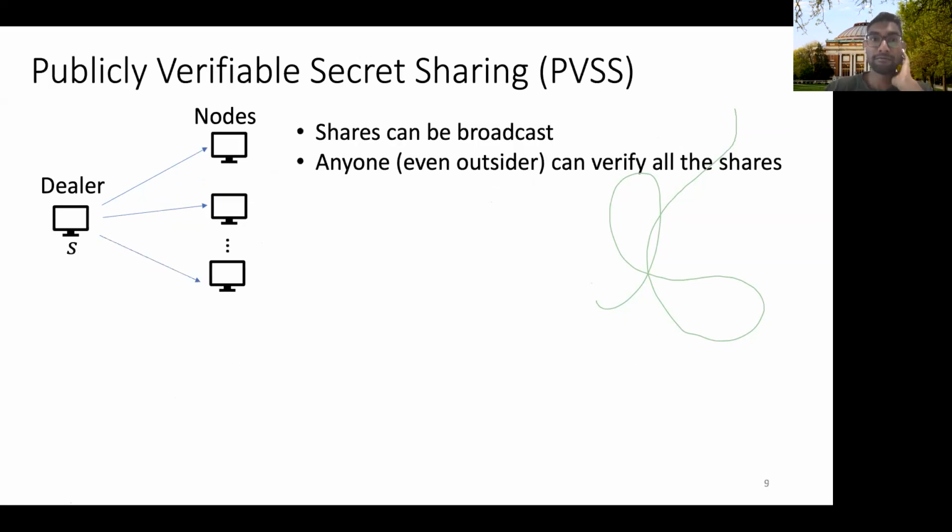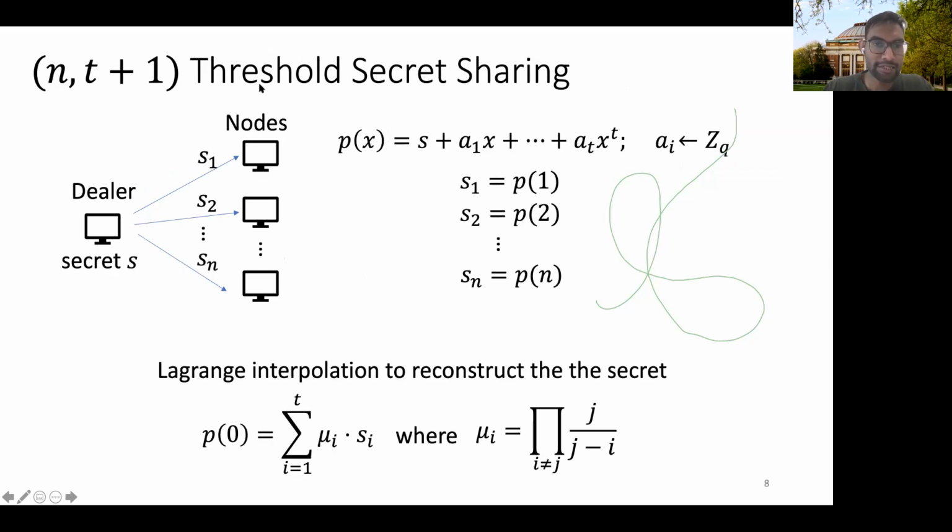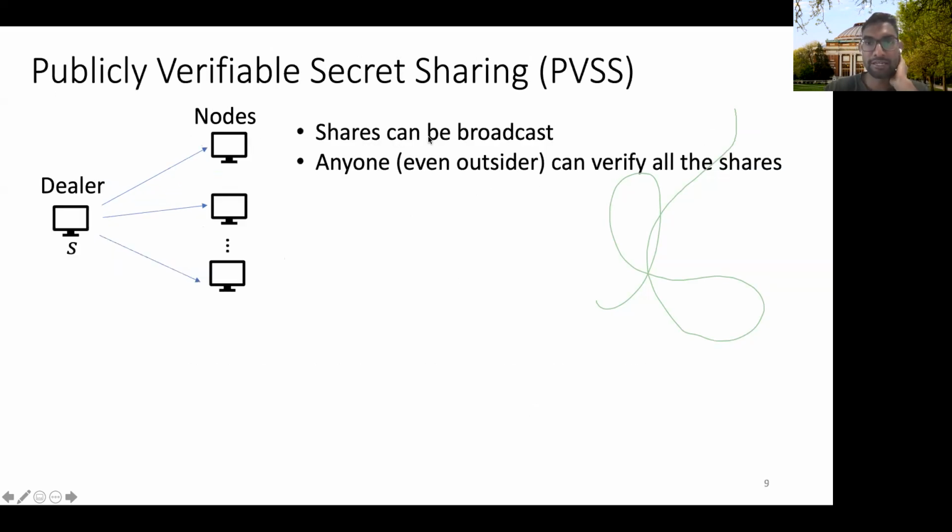So publicly verifiable secret sharing is again a threshold secret sharing scheme, but with some extra properties. In the threshold secret sharing scheme, in its most basic form, these shares are secret elements, and we don't want to send these shares. The dealer wants to send the share only to the designated receiver. But in PVSS, these shares can be broadcasted to everybody.